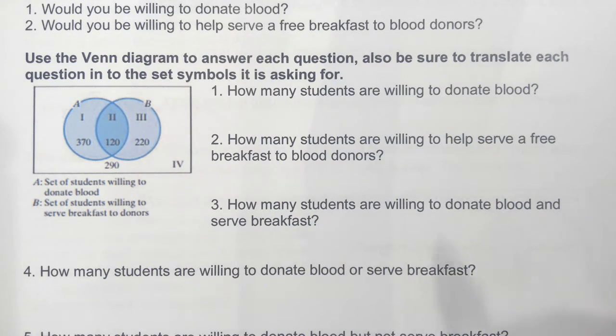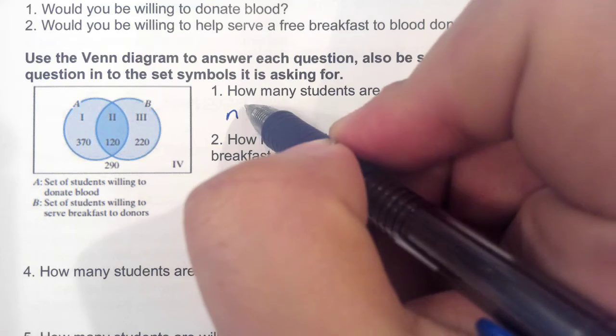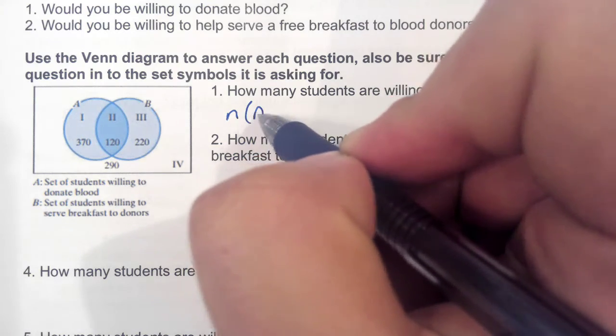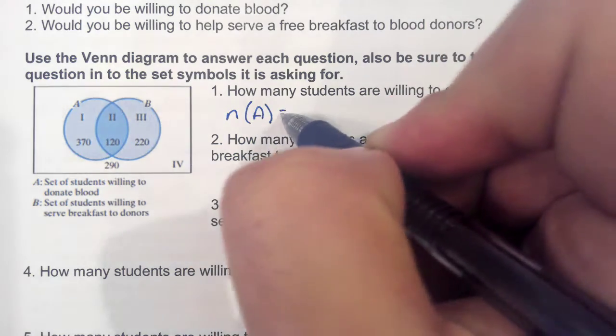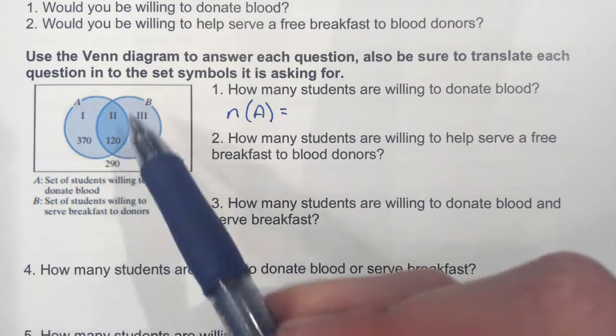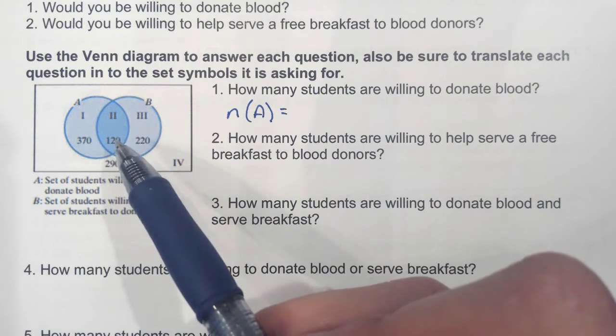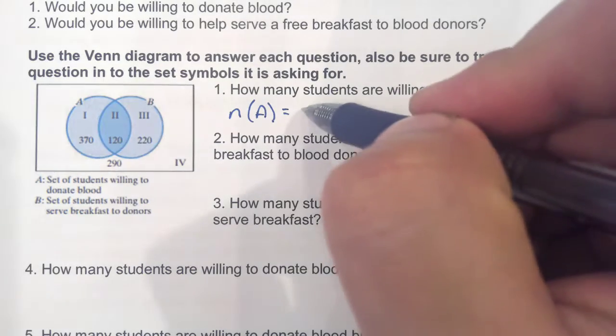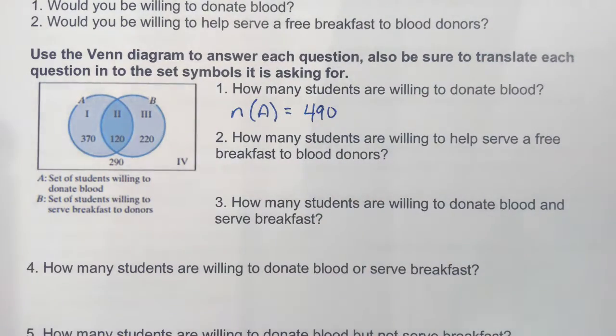Okay, so one, how many students are willing to donate blood? So what is that asking for? That's asking for the number of elements in set A. So A is not just 370. Remember, A is the whole circle, so it's 370 and 120 put together. So there's a total of 490 students willing to donate blood.